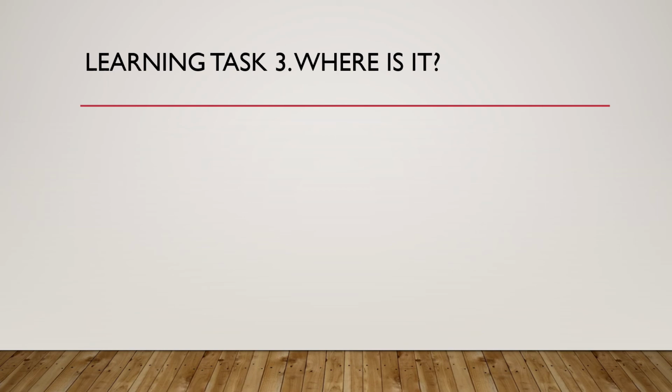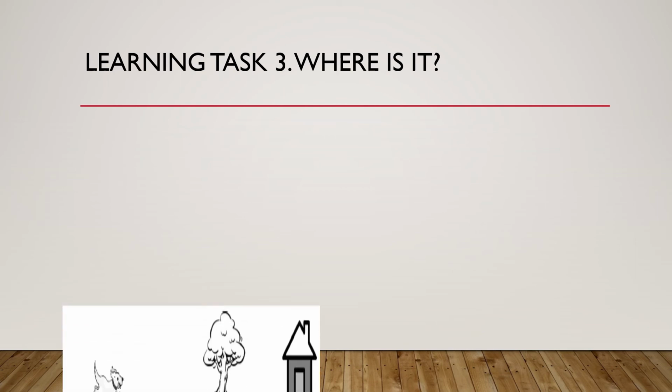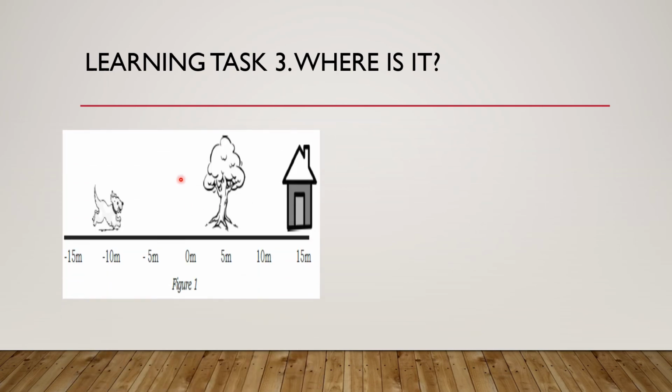We have here the learning task 3. Where is it? So, meron tayo ditong visual representation, meron tayong aso, meron tayong puno, and we have here the house. So, the initial position of your dog is negative 10 meter. Ma'am, bakit po negative 10?